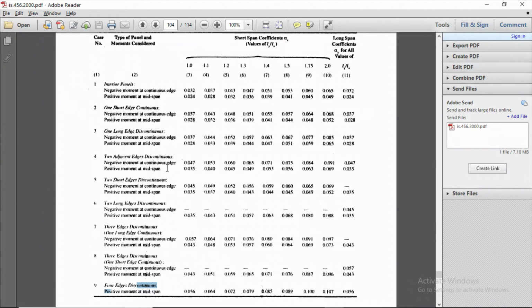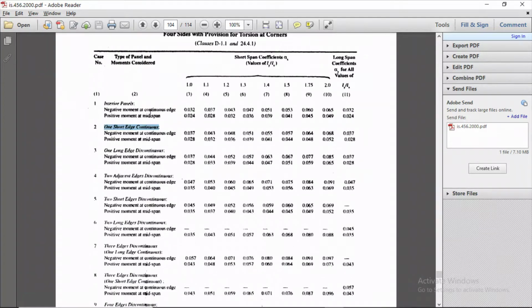If you refer to my previous lectures, in which I have drawn a plan of this building, we are doing the design of the S2 slab. This S2 slab is suitable for one short edge discontinuous. I'll explain how. For the moment just remember this. For this we get 2 values.